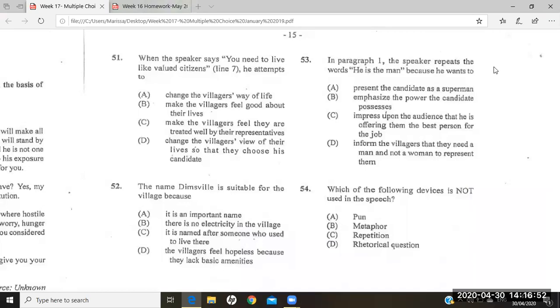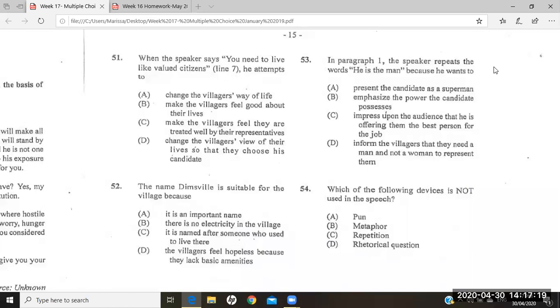53, in paragraph one, the speaker repeats the words, he's the man because he wants to do what? So why are those words being repeated? By now, you guys should remember that I say that we always repeat something for emphasis. So why is he's the man being repeated? Very good, it is B, to emphasize the power the candidate possesses.